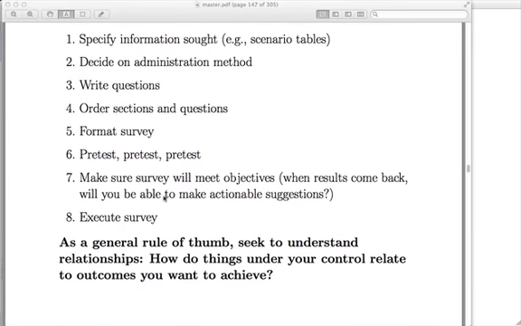One other theme of this course, and it applies to this module as well, is to seek to understand relationships. Your survey should be leading you to the point where you're going to be able to study how something that's under your control, like positioning your brand, affects something you care about, like purchase intent. If you're driving towards a relationship, then you'll have appropriate independent variables and dependent variables measured on your survey.